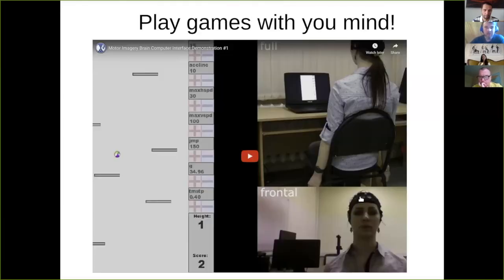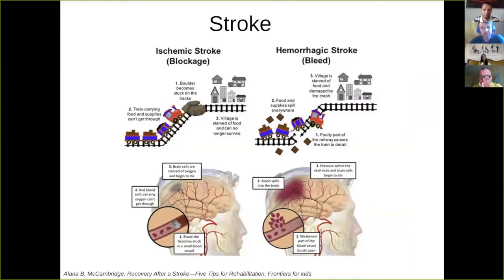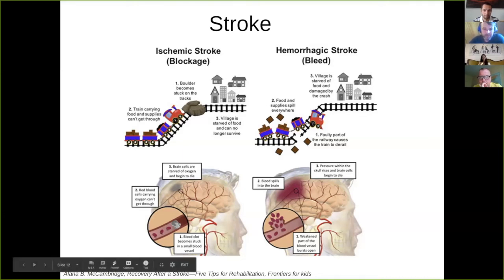Okay, so these neurointerfaces are useful in several applications, but I think the most interesting and most socially important application is the use in rehabilitation of patients after stroke. The stroke description I've taken from the article "Recovery After Stroke: 5 Tips for Rehabilitation" in Frontiers for Kids, a very nice resource. I enjoyed reading it.